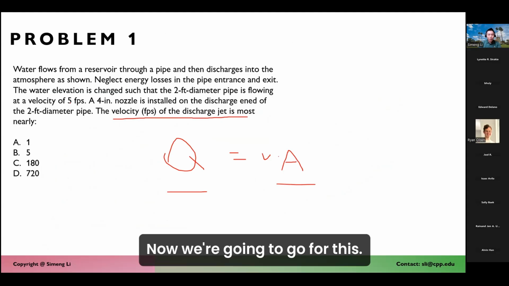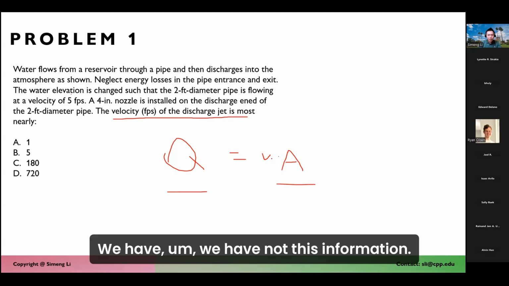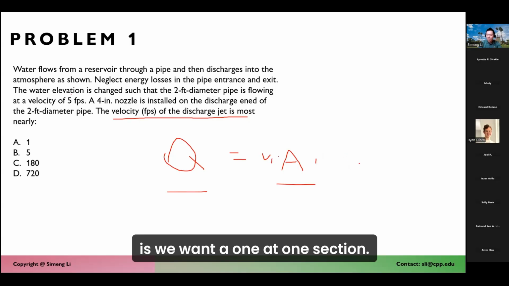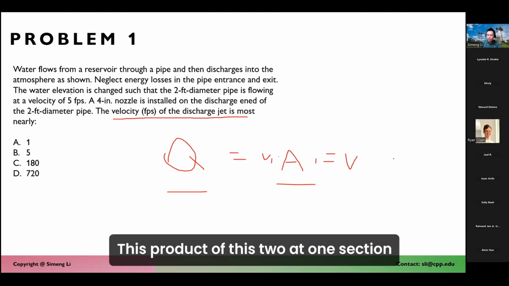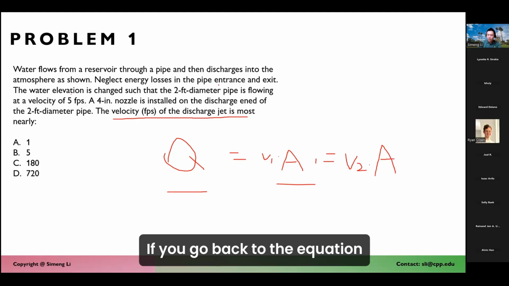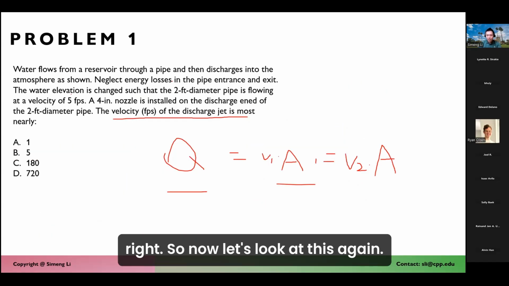All right, now we're going to go for this information. Do we know the discharge? Let's look around in this statement. We do not have this information. Okay. Another thing the continuity equation tells us is V1 A1 at one section. This product of these two at one section equals the product at a different section. If you go back to the equation, A1, V1, A2, V2. All right, so now let's look at this again.